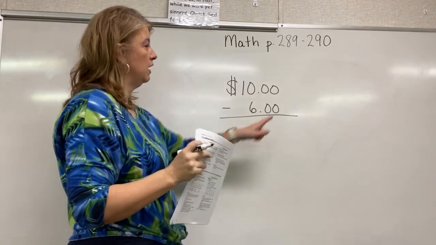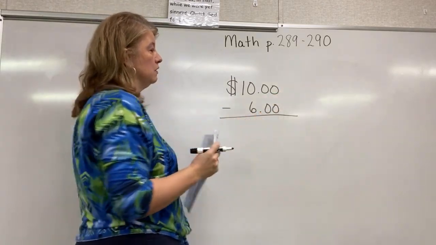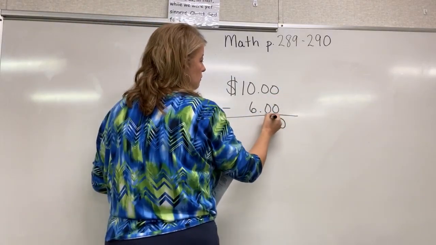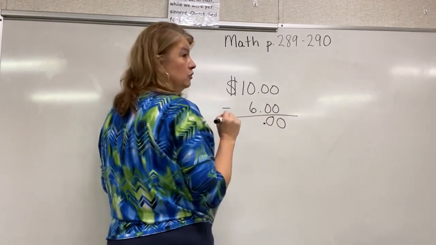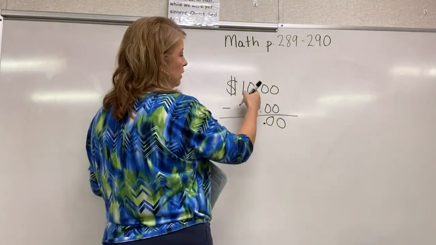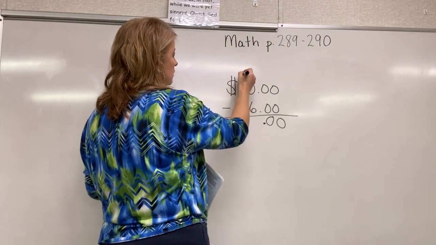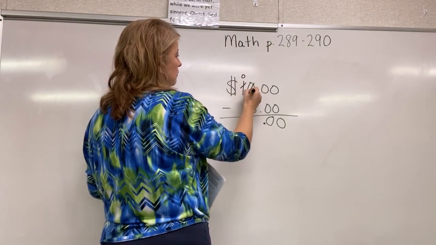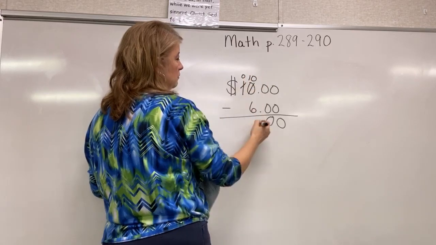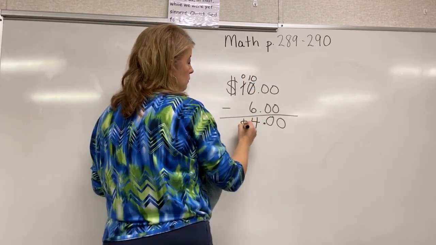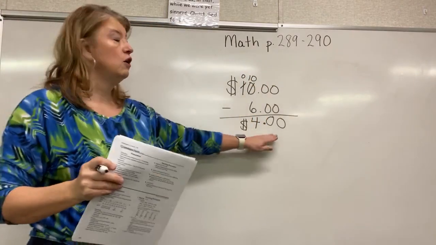Now we have to subtract. 0 minus 0. Bring down your 0, bring down your 0, bring down your decimal. Can we subtract? Can we take 6 from 0? No, so we have to borrow. Make that a 0, make this a 10. 10 minus 6 is 4. How much change will Andrew get back? $4.